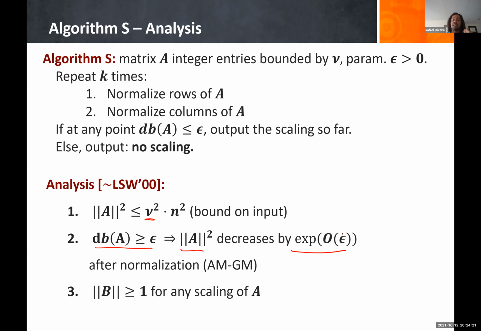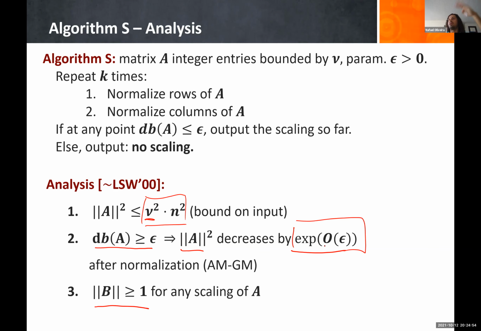But the thing is, if you notice, if your matrix was integral to begin with, and you have a perfect matching, right? What we just showed in the previous slide is that the norm of any scaling of A will be greater or equal to 1. Right? So if my norm was nu square n squared, and I had a scaling, I cannot decrease this much multiplicatively if I must be lower bounded by 1, correct?